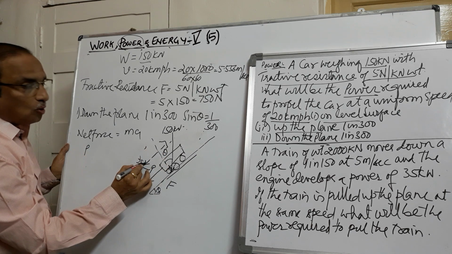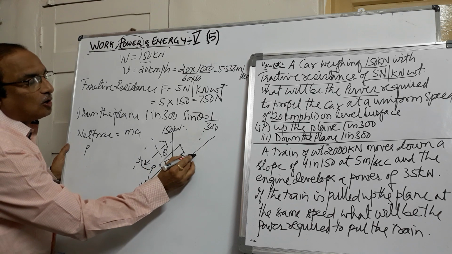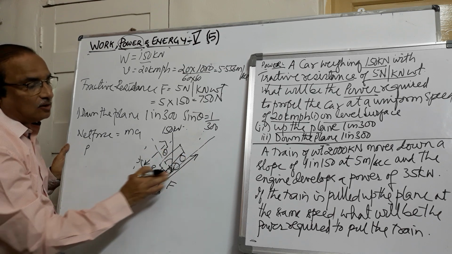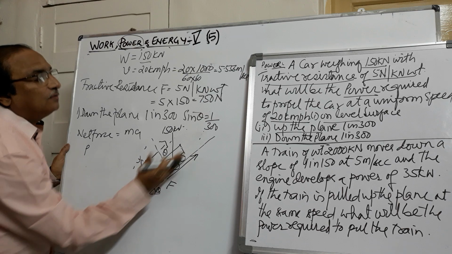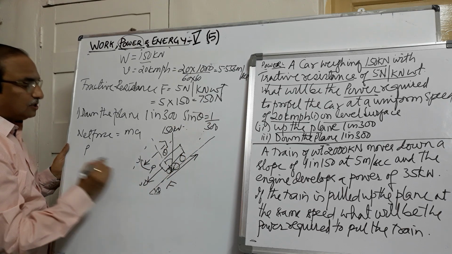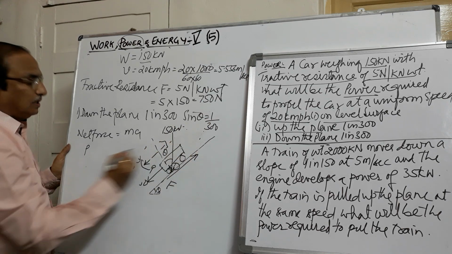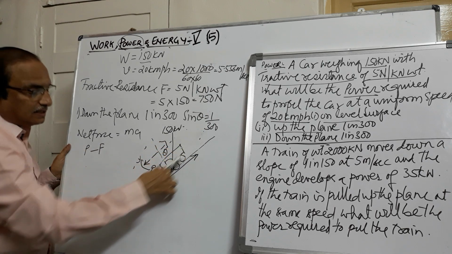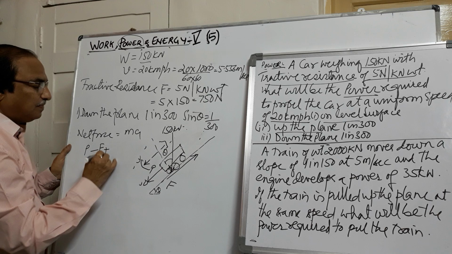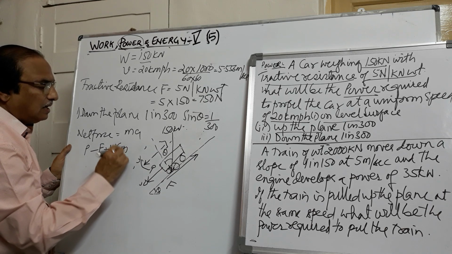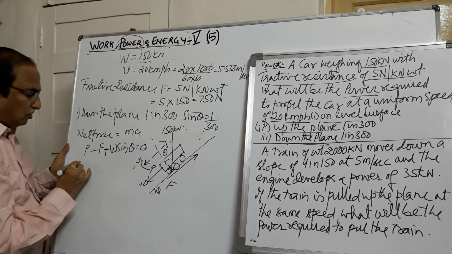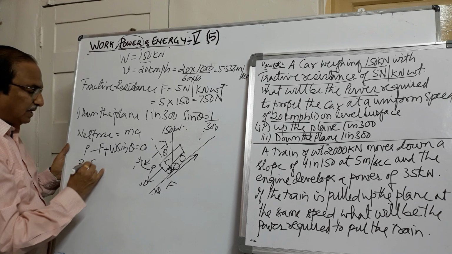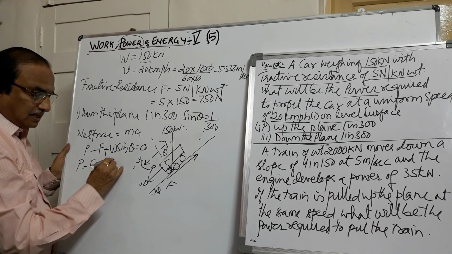This is moving down. The force of friction always opposes the motion. So if this is down, force of friction will be up. This is P if I take it as positive. This is opposite to that, F. And this, if I take it from the angle, is in the direction of P. So it will be plus W sine theta is equal to 0. So P will be equal to F minus W sine theta.